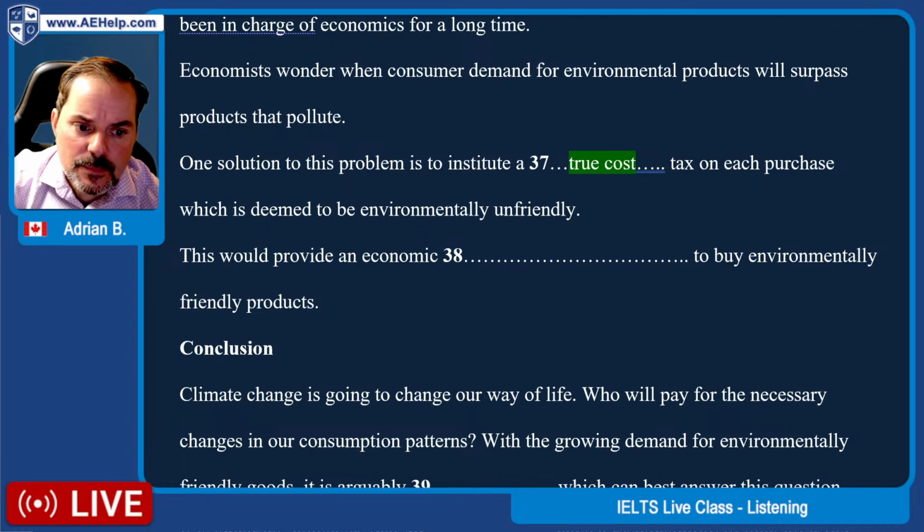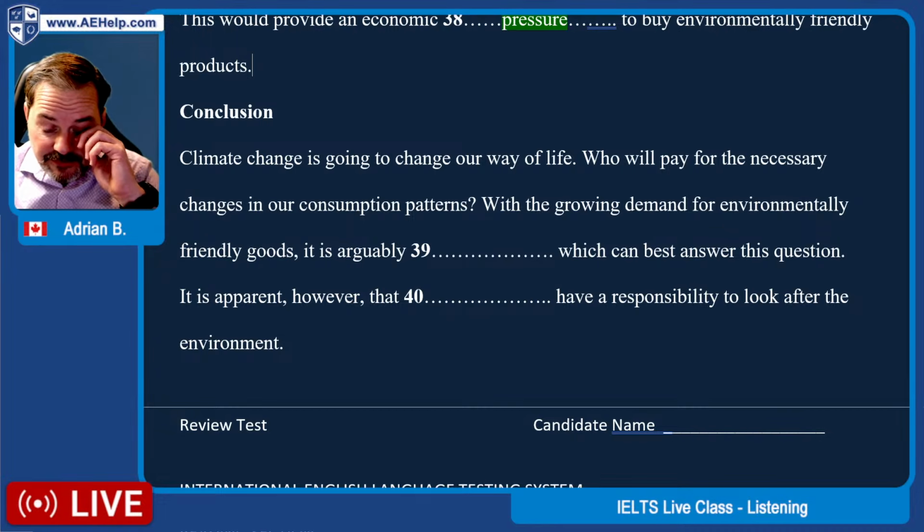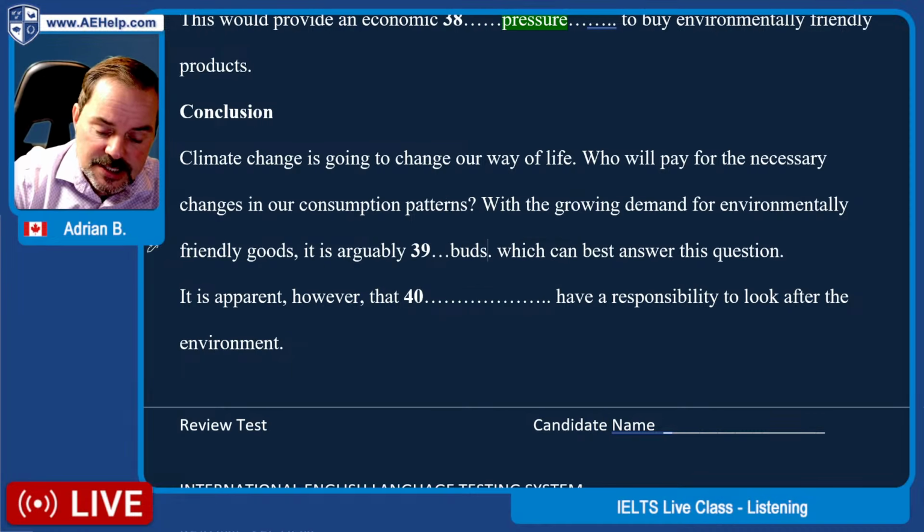Conclusion, climate change is going to change our way of life. Who will pay for the necessary changes in our consumption patterns? With the growing demand for environmentally friendly goods, it is arguably businesses.